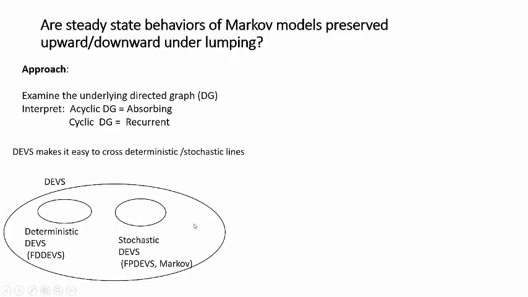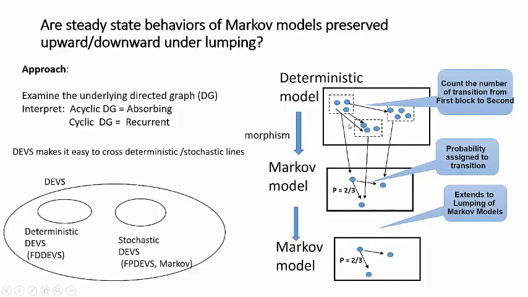Now, first of all, DEVS makes it easy to discuss this in crossing deterministic to stochastic realms. So we have the class of deterministic DEVS, for example, finite deterministic DEVS, and stochastic DEVS, for example, the finite probabilistic DEVS, and Markov models developed from that class. So we can start with deterministic models with no input in the first instance, and then the mapping with a partition to create a Markov model can be done, shown here.